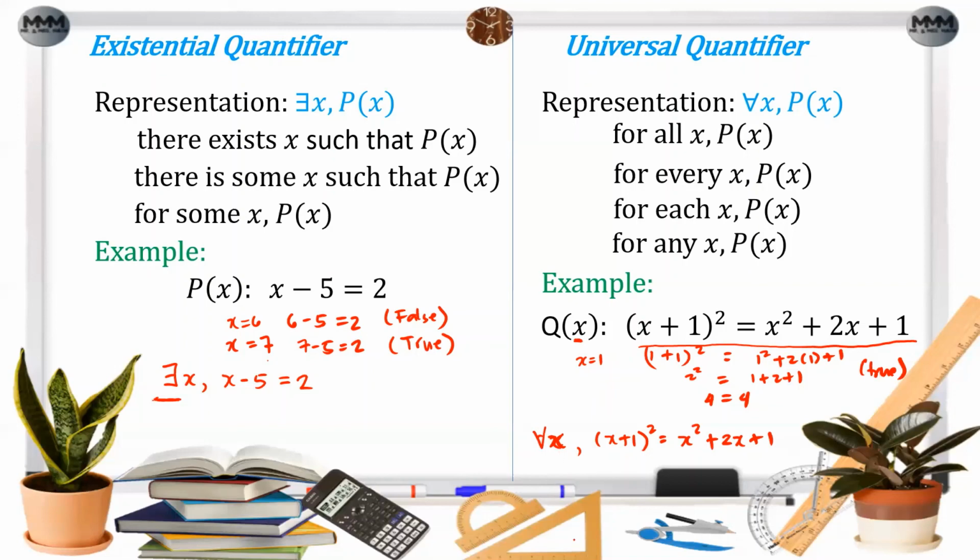So please do not be confused here, because for our existential quantifier, there exists an element, or for some values, our predicate is true. So it is true only for some. But here in our universal quantifier, it is true for all, for any values of x. So that's it.